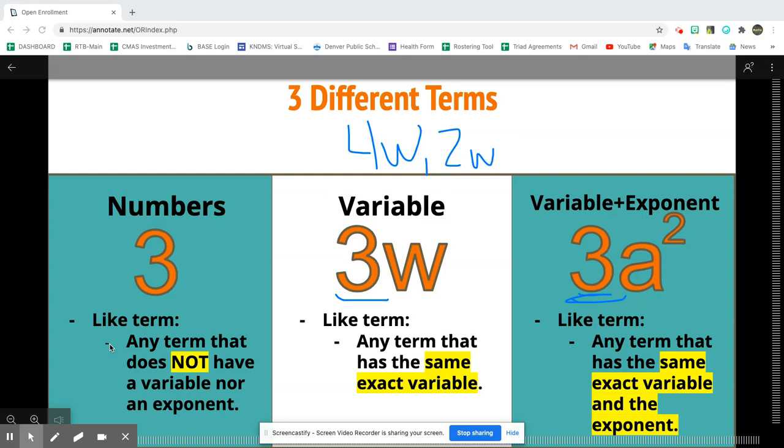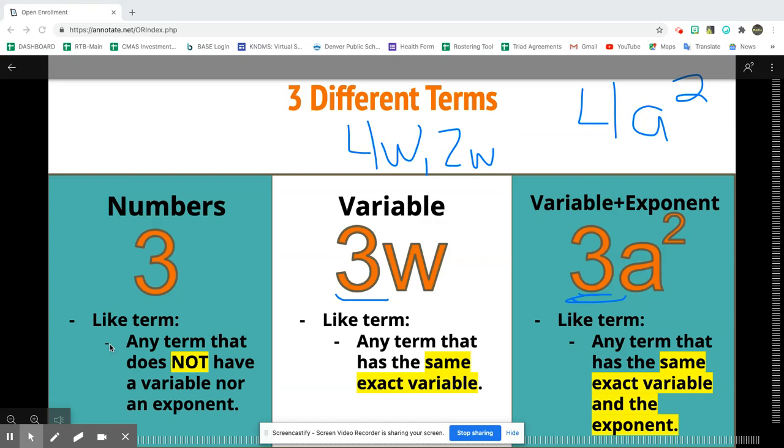So I need to have a term that has an a as a variable, but also your exponent needs to be exactly the same. So not only does it have to be an a, but it has to be a to the second power. If it was 3a to the third power, this would not be considered a like term because the exponent is not exactly the same, even though my variable is the same. My variable and my exponent need to be exactly the same, which means for it to be a like term, it needs to have an a and an exponent to the second power. These are like terms because they share the same variable and share the same exponent.